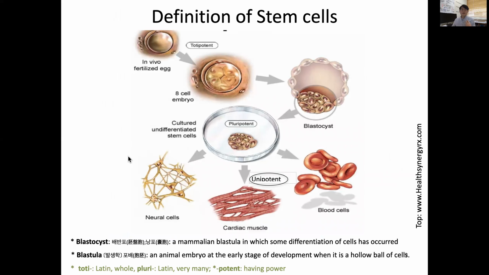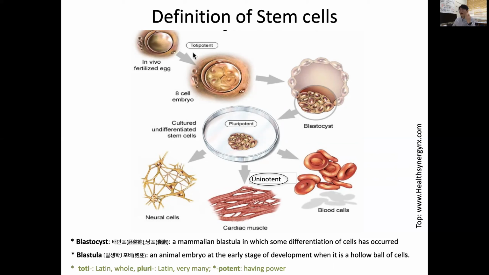So let's consider the definition of stem cell. Last time we learned that in vivo, the fertilized egg, the zygote, has the ability to become all the cell types in a complete organism. So that we call a totipotent stem cell.